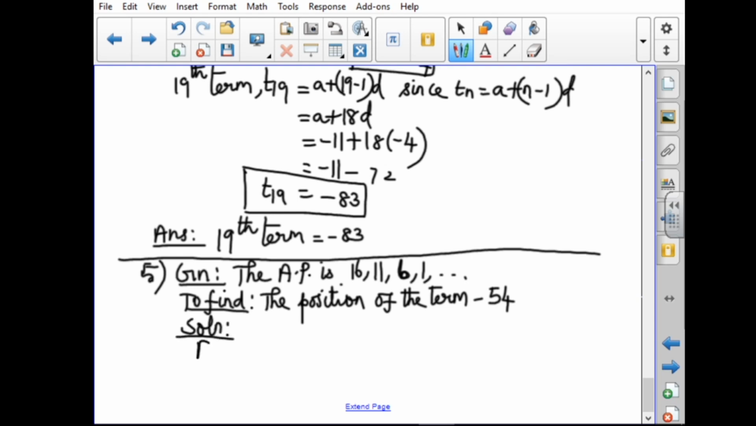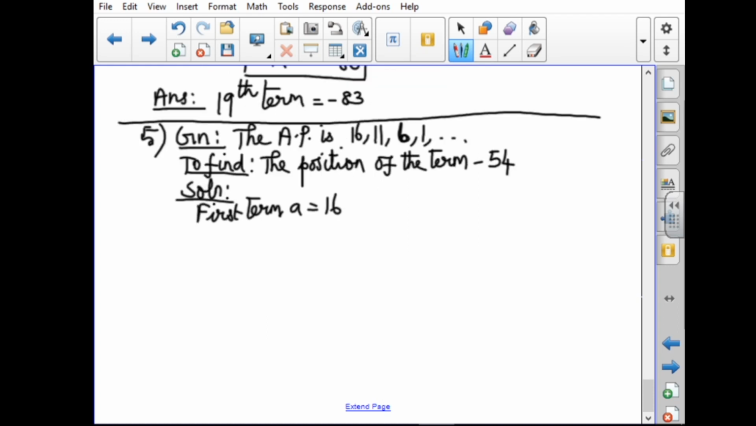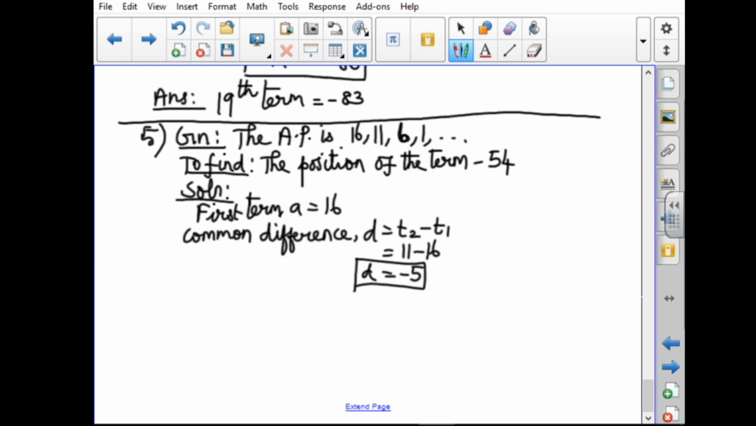First term is 16. So from the given AP we can find the first term. It is denoted by A. The answer will be 16. After that, as usual, we have to find the common difference. Common difference is denoted by D. It is T2 minus T1. T2 is 11 minus 16. The answer will be minus 5. So our common difference comes in negative, so it is correct because the given AP is in decreasing order.